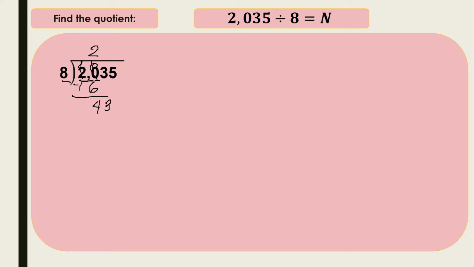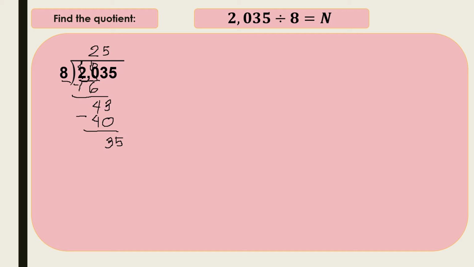So 43 divided by 8, that is 5. Okay? And then 5 times 8 equals 40. And then you subtract after you multiply. So 3 minus 0 equals 3. Then 4 minus 4 is equal to 0. Then next, bring down 5. Again, you bring down, so you must repeat the process.